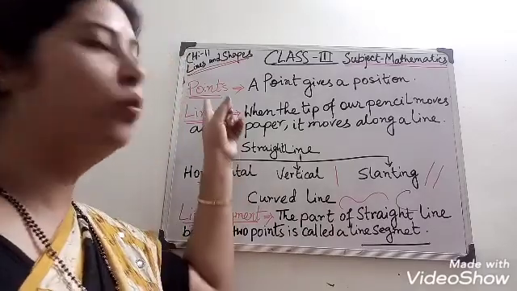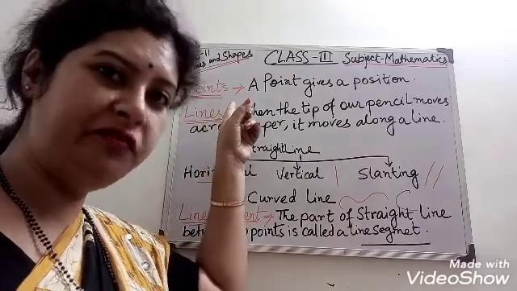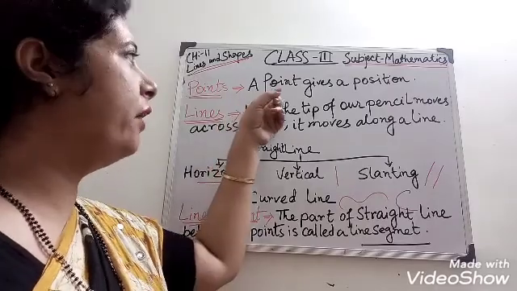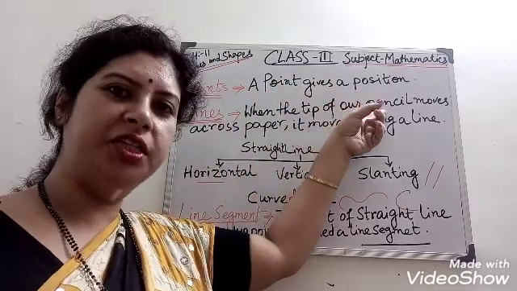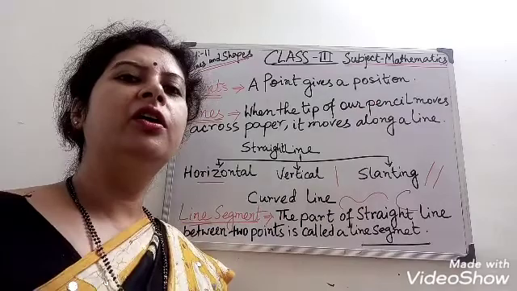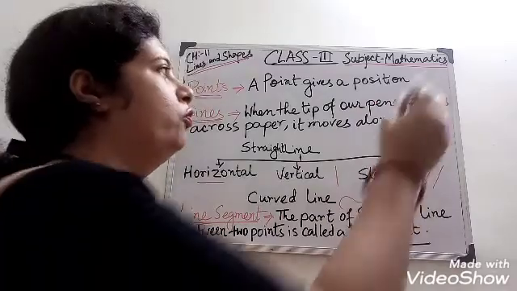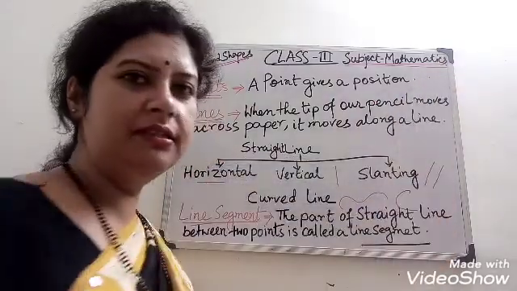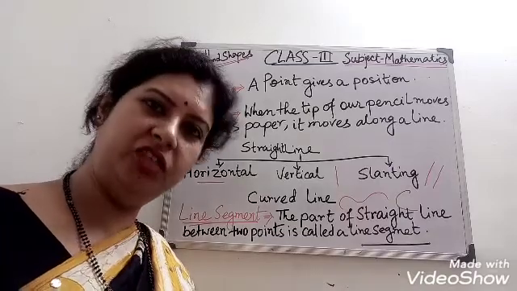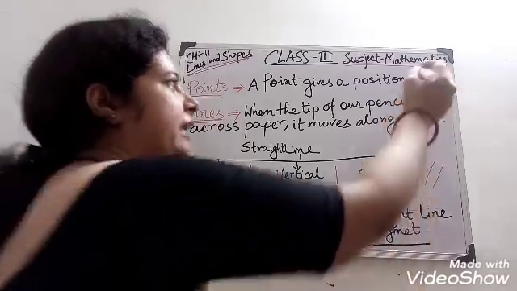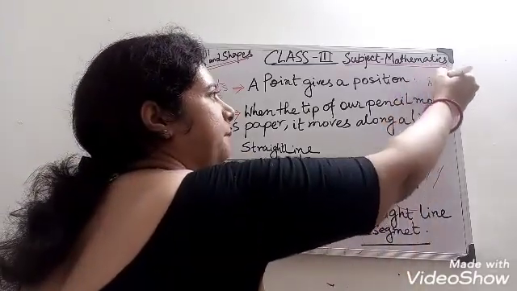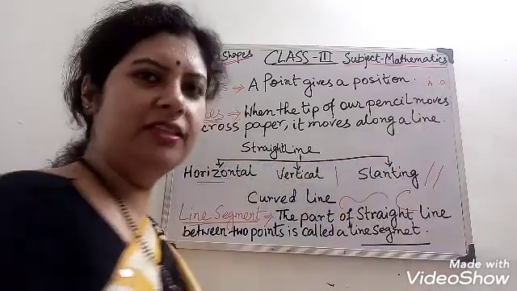Number 1, what is a point, or define a point? A point gives a position. Whenever we put a dot on a white paper, it shows a position. And we name them like A, B, C, this way.